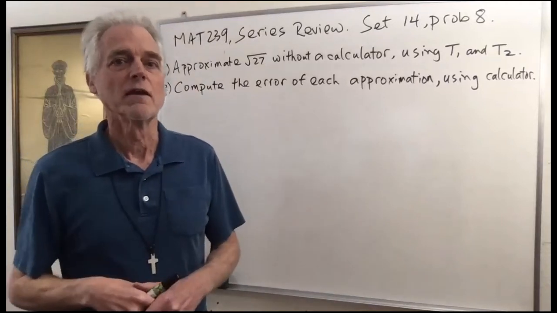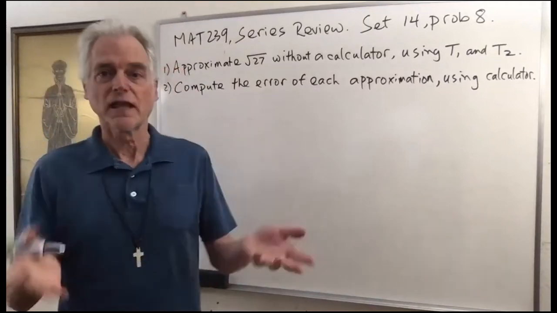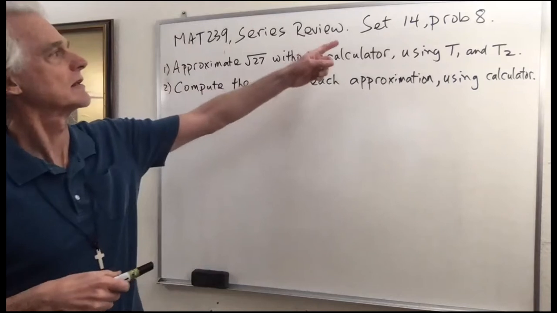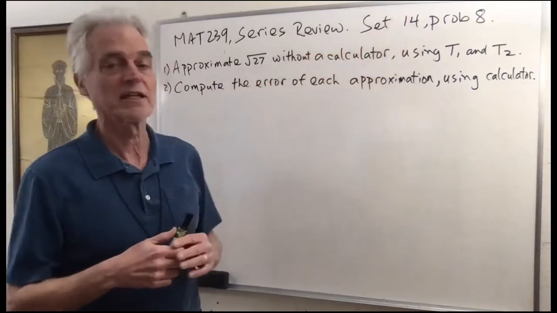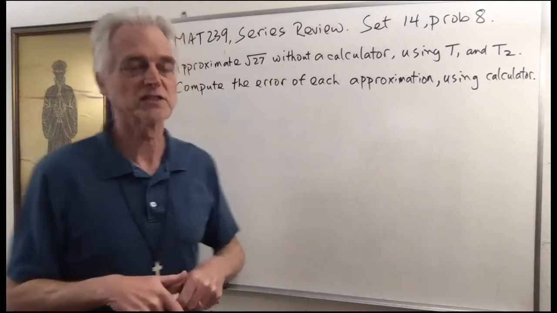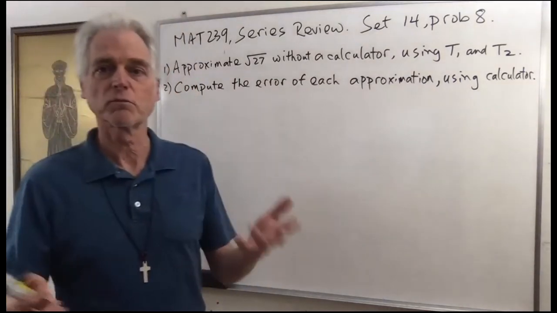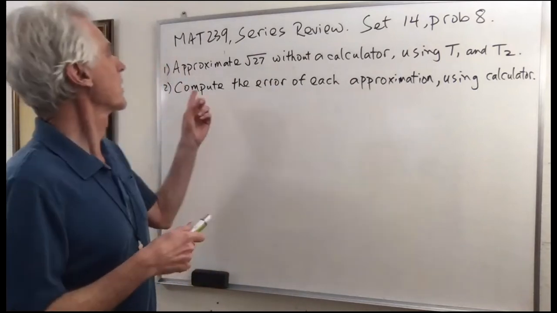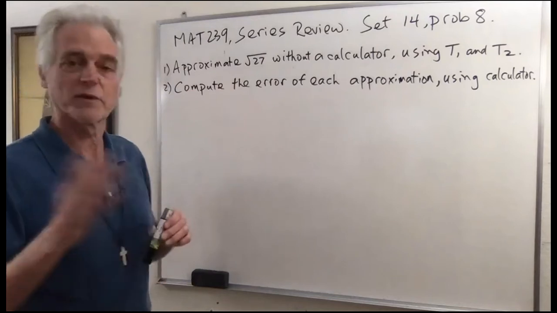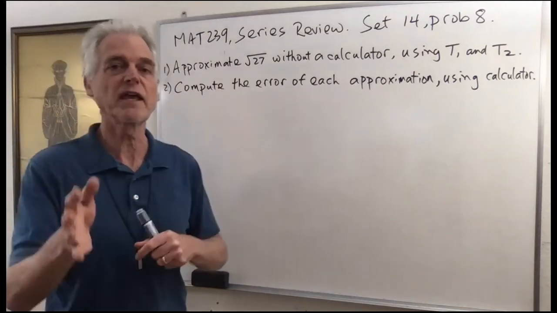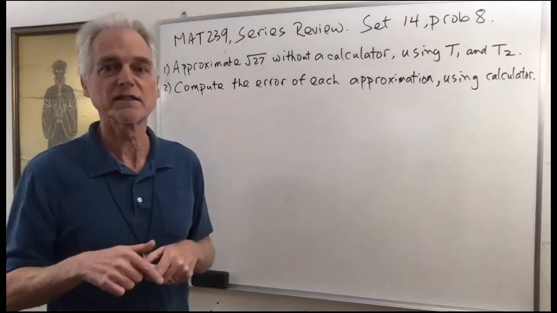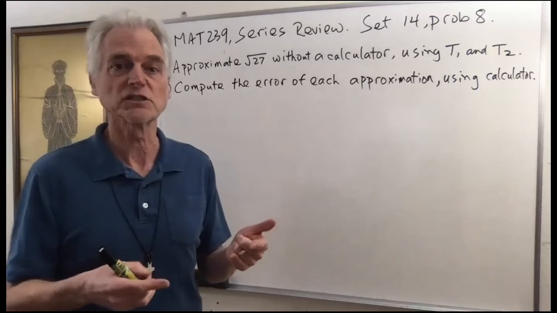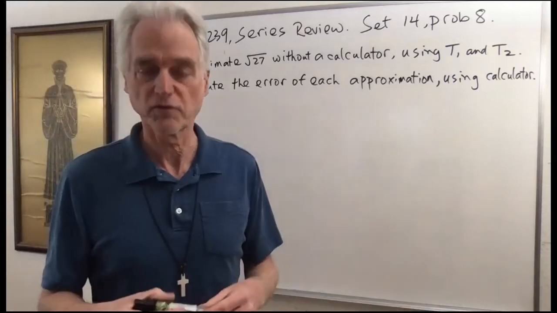Hello. Well, I'm going to talk about Taylor polynomials to approximate functions. So this is like problem 8 in set 14 in our differential equations course. I've reworded the problem a little bit. The first question is to approximate the square root of 27 without a calculator using the Taylor polynomials T1 and T2. And then after you've done that, compute the error of each approximation, then using a calculator for that.